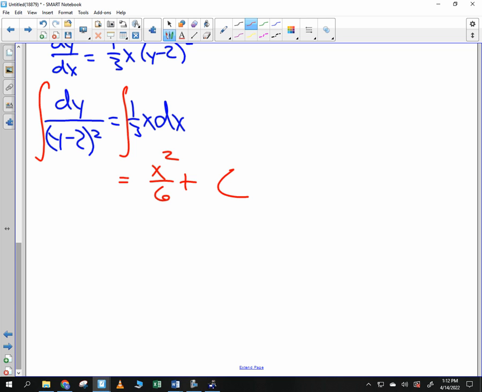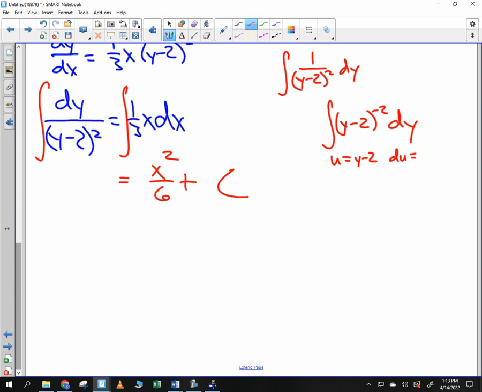But then on the left side, I've got the antiderivative of 1 over y minus 2 quantity squared, or in other words, the integral of y minus 2 to the negative 2 power dy. So I have to use substitution in this situation. It's not bad. What is u equal to? y minus 2. This will not take long. What is du? 1 dy.